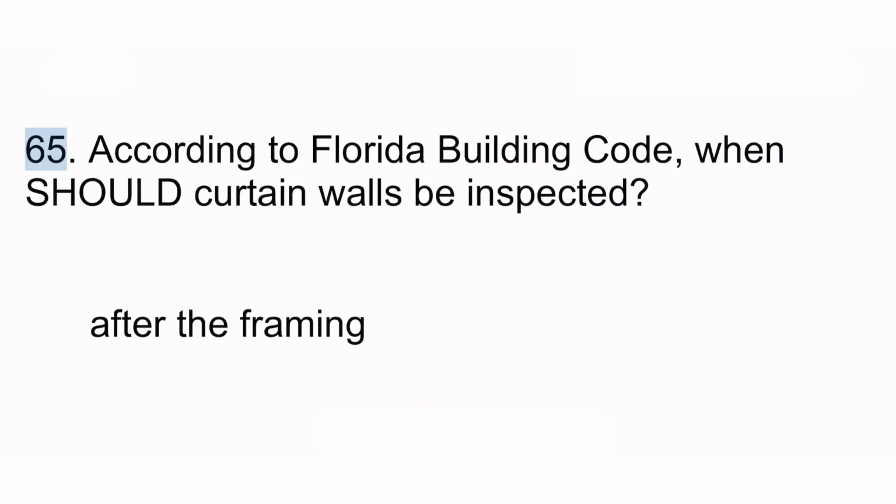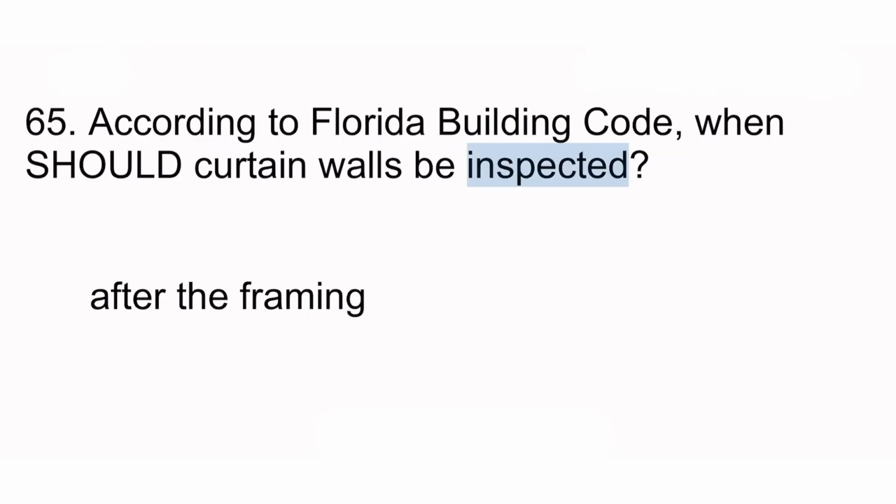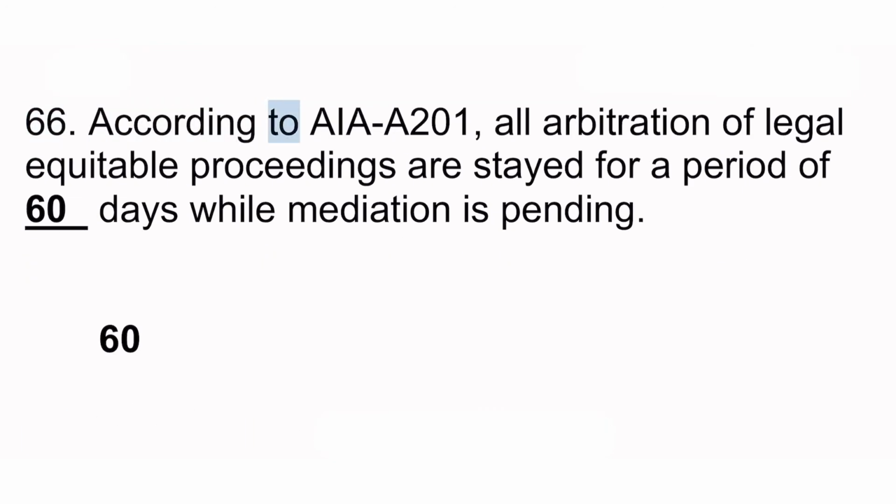65. According to Florida Building Code, when should curtain walls be inspected? After the framing. 66. According to AIA 201, all arbitration of legal equitable proceedings are stayed for a period of 60 days while mediation is pending.